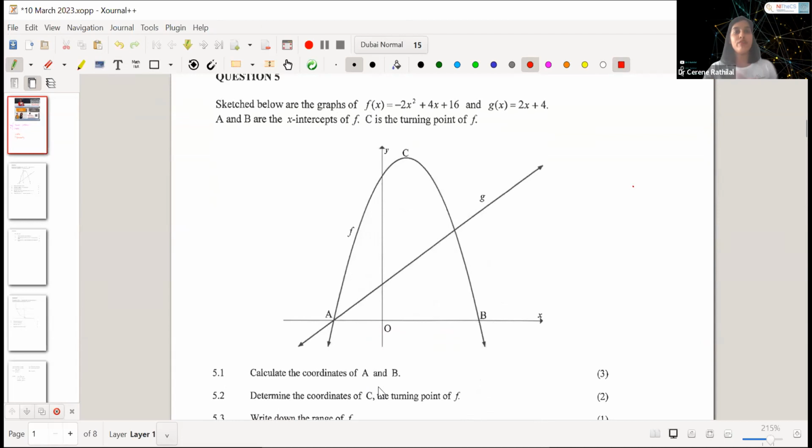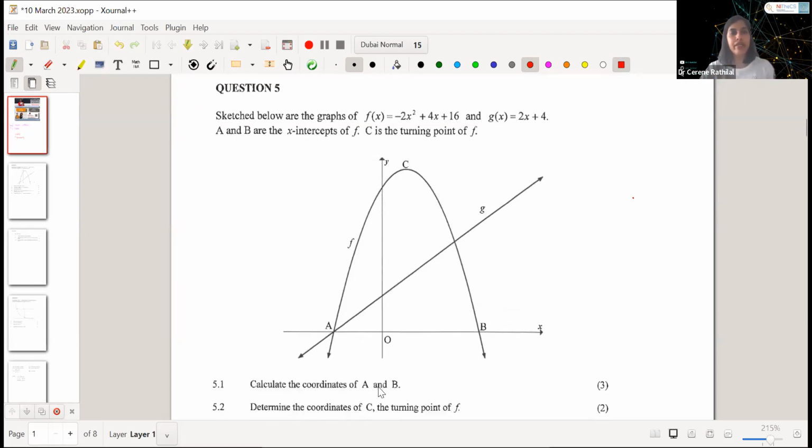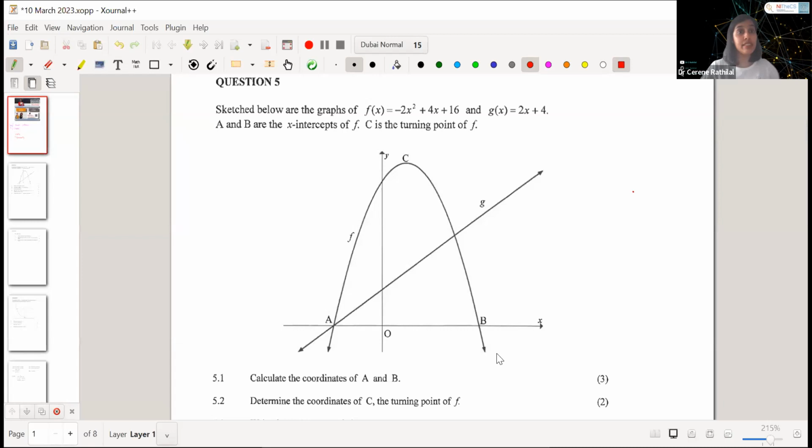As usual, I would like for you to have some writing material, pen and paper, so that you can work through the questions with me. The questions that you see in front of you on the screen are questions taken from the Department of Education exams. This in particular is from a November exam, and I believe it was 2021. So let's look at what this says. Sketched below is the graph f of x, and f of x is given by minus 2x squared plus 4x plus 16. So f is the parabola. That is the first thing that we observe, that this is a parabola.